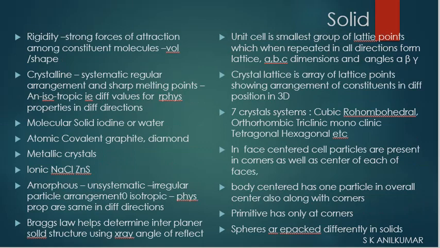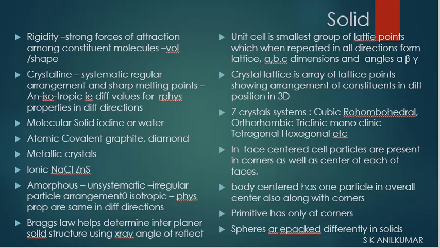Now let's have a look at solids. In solids, the unit cell is the smallest group of lattice points which, when repeated in all directions, forms a lattice. The smallest possible group of lattice points is called a unit cell.